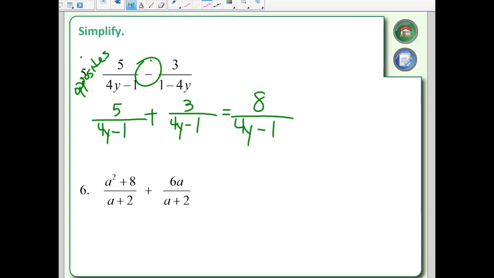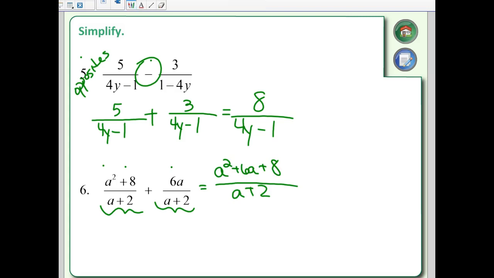When I look at number 6, do I have a common denominator? I sure do. So now we're just going to add the numerators. Now, what happens when I add this? If I have a squared plus 8 plus 6a, yes, good job. We're going to have a trinomial. So let's put it in the right form. That means I'm going to have a squared plus 6a plus 8. Remember, if I've got a trinomial, the right form is the quadratic term, the linear term is always in the middle, and the constant term is always on the end.